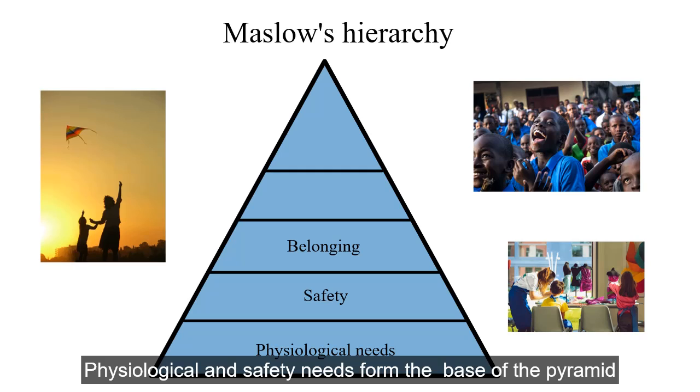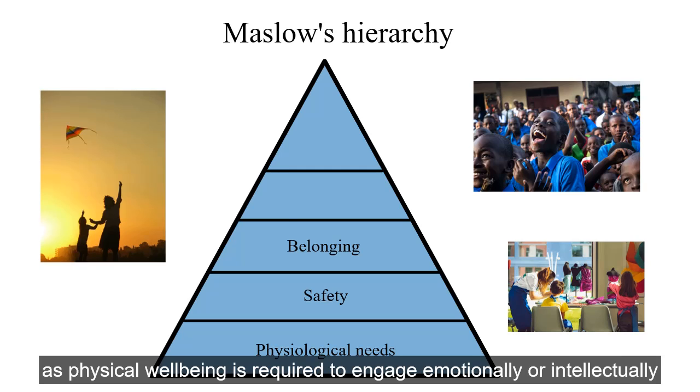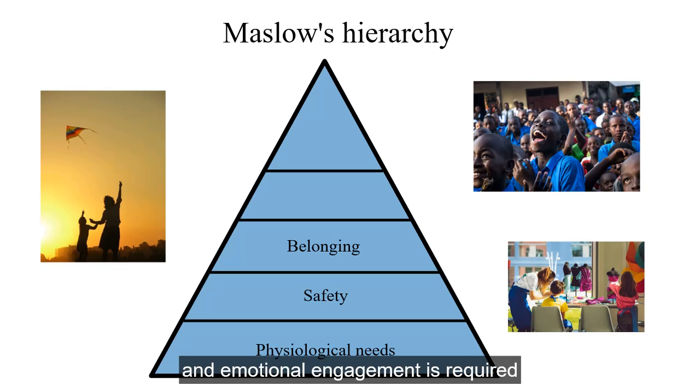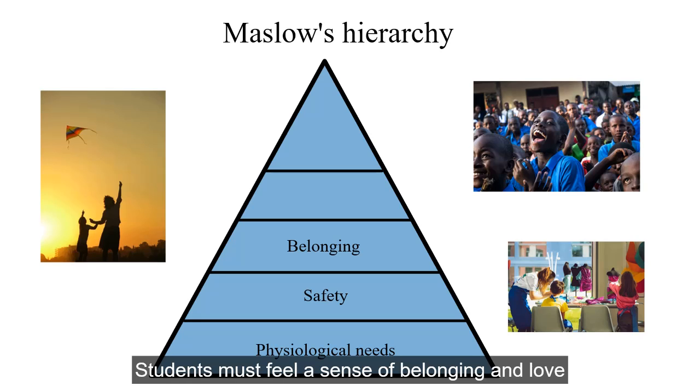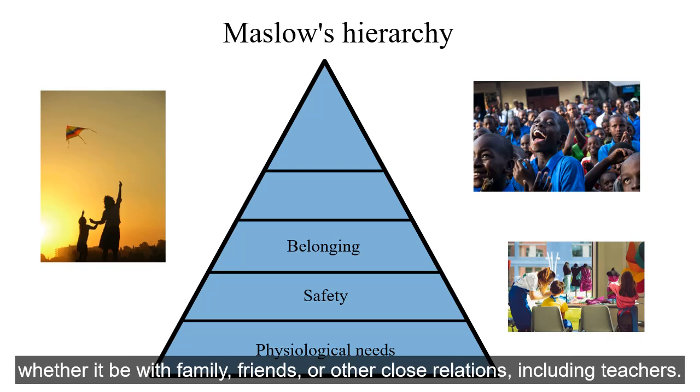Physiological and safety needs form the base of the pyramid, as physical well-being is crucial for the ability to engage emotionally or intellectually, and emotional engagement is required for the next two levels of Maslow's hierarchy. Students must feel a sense of belonging and love, whether it be with family, friends, or other close relations, including teachers.